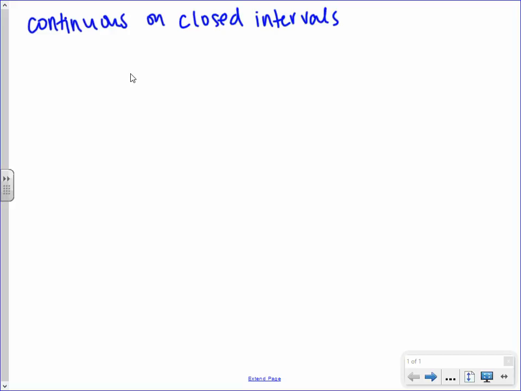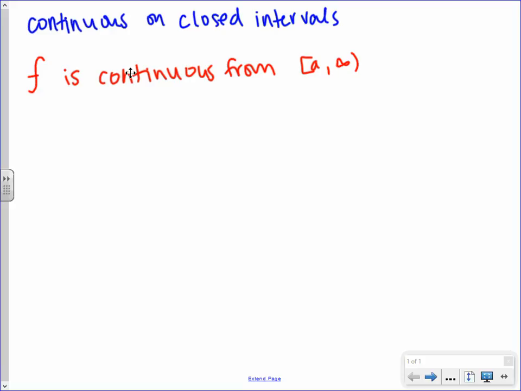Now, sometimes we may have an infinite function that we want to find the antiderivative of, or we may have infinite limits. And that is why we have what's called improper integrals. Okay? So let's say that f is continuous from a to infinity.